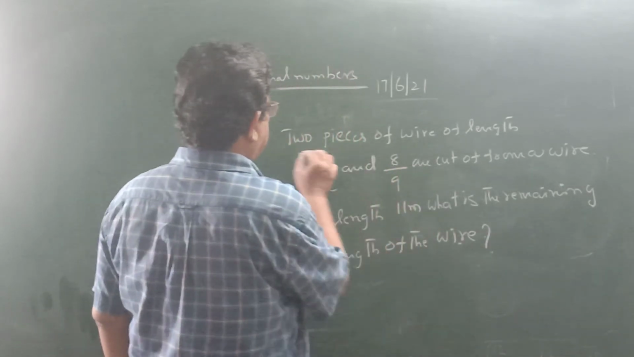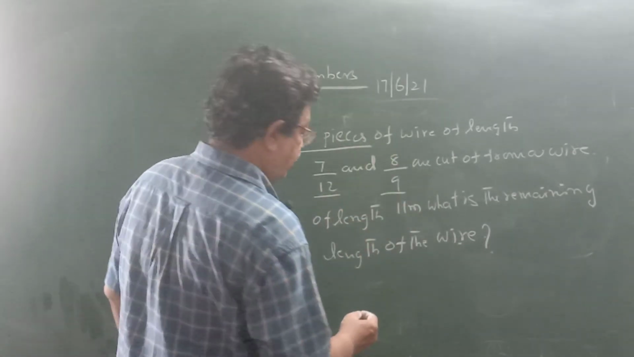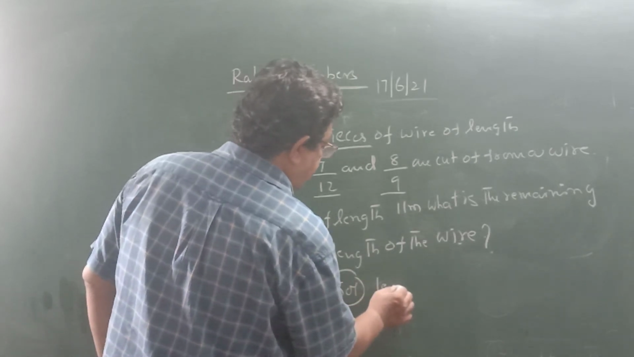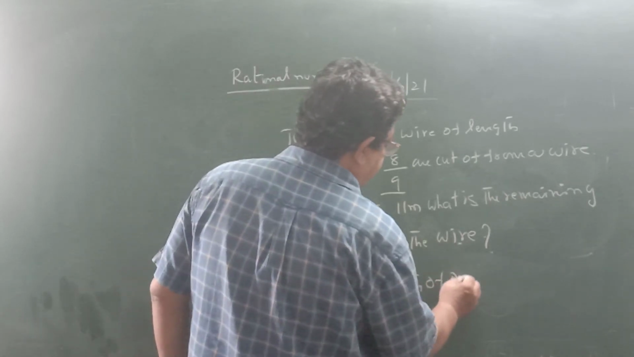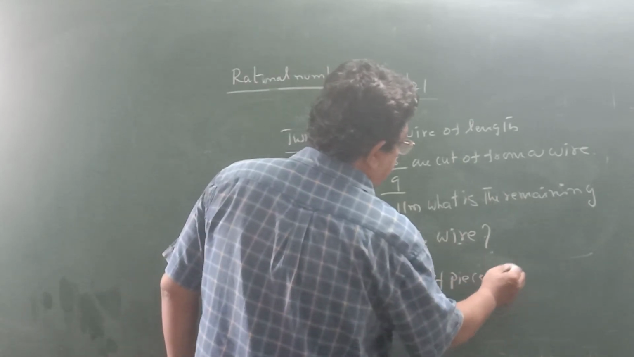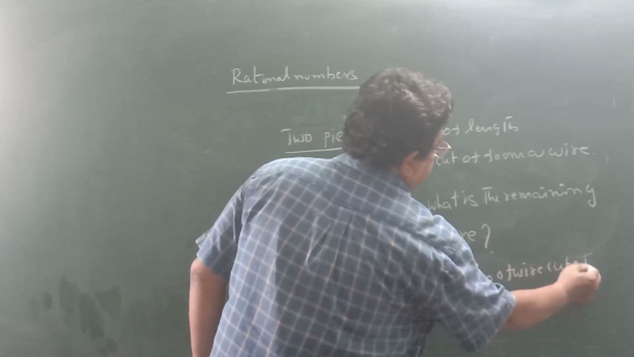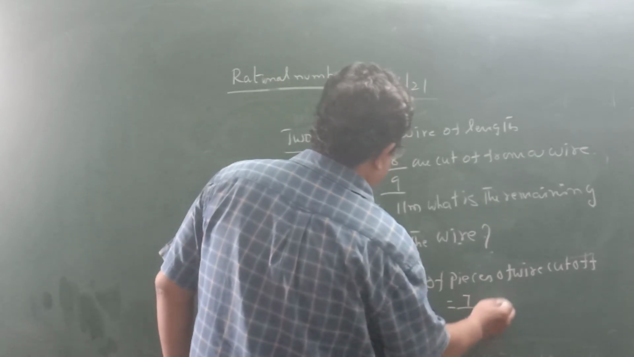How many pieces are cut? 2. What are the lengths of the pieces? 7 by 12 and 8 by 9. So we start with that. Length of the pieces of wire cut off is equal to 7 by 12 plus 8 by 9.